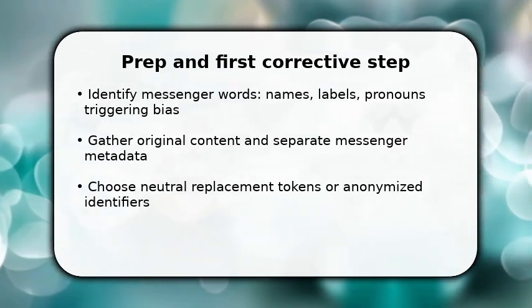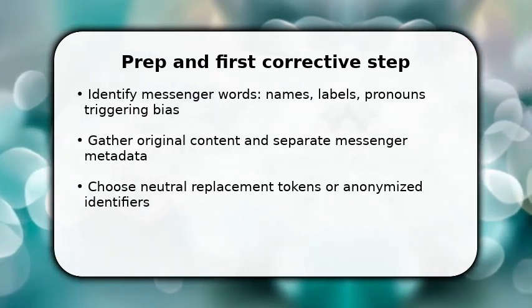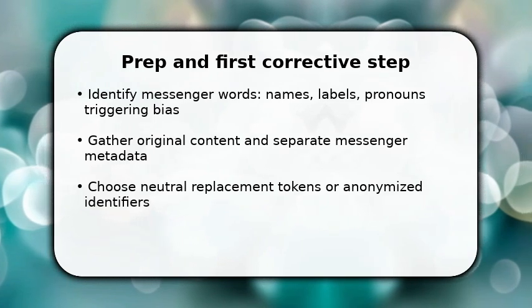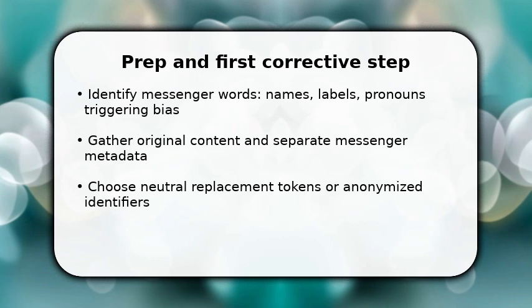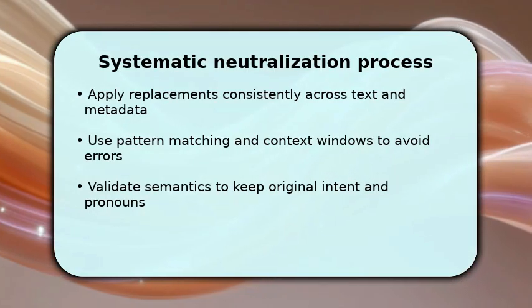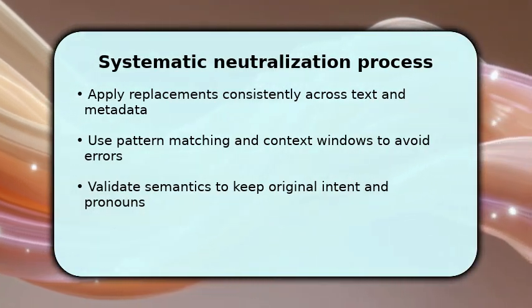Then replace them with neutral replacement tokens or anonymized identifiers. This reduces automatic bias, and it begins the neutralization process while preserving meaning for downstream steps. Now apply the replacements consistently across the entire document and any associated metadata.